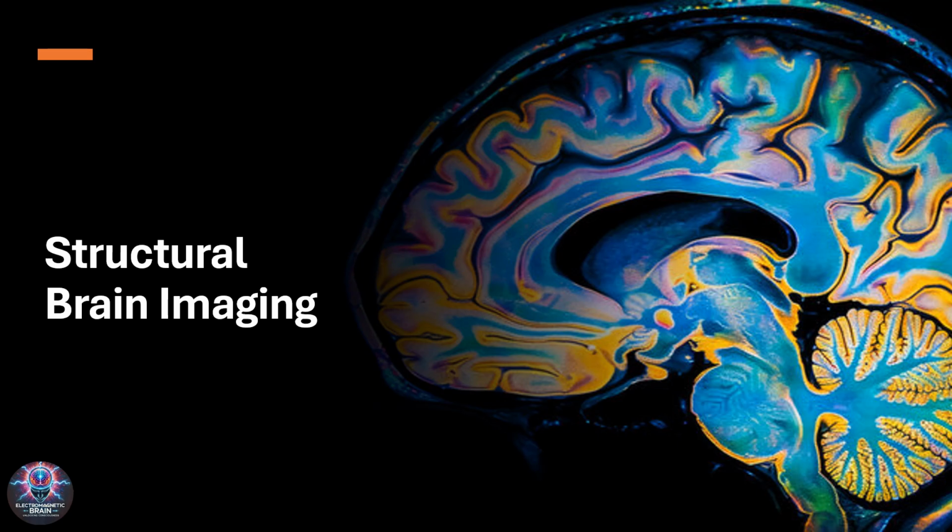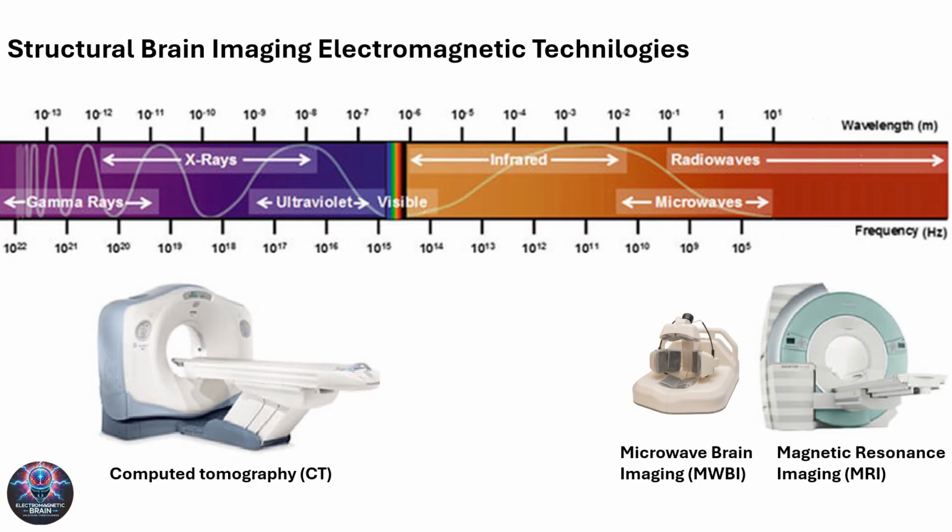Let's dive in. Before diving into each imaging technique, let's position these technologies within the electromagnetic spectrum. The spectrum encompasses a wide range of frequencies and wavelengths, each with distinct properties. Magnetic resonance imaging, MRI, operates in the radio frequency, RF, range, around the megahertz. This frequency allows deep penetration into tissues with minimal energy absorption, making MRI a non-invasive and safe option.